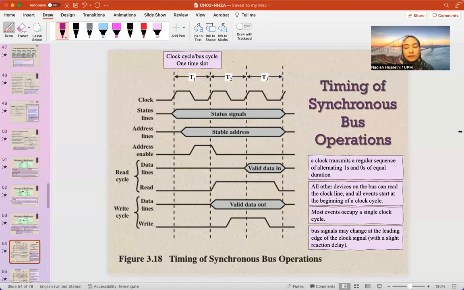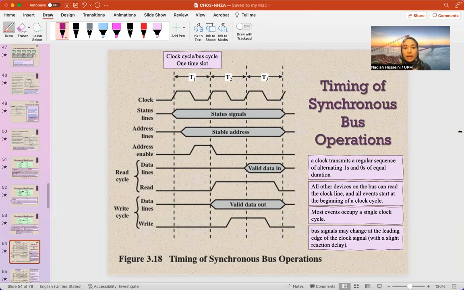So let's continue with timing of synchronous bus operations. We have two types, synchronous and asynchronous. I told you synchronous happens at the same time. Asynchronous doesn't happen at the same time, obviously.